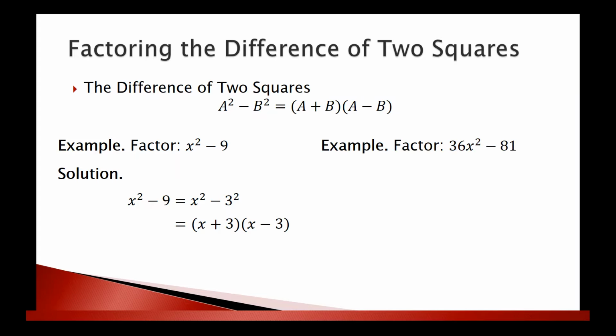So let's do one more example. Let's factor 36x squared minus 81. First, we'll write 36x squared as (6x) squared and 81 as 9 squared. So we can write 36x squared minus 81 equals (6x) squared minus 9 squared. This is again the difference of two squares, so this equals (6x plus 9) times (6x minus 9).